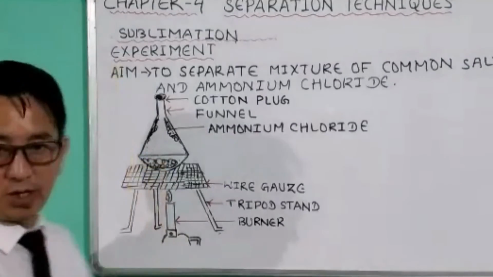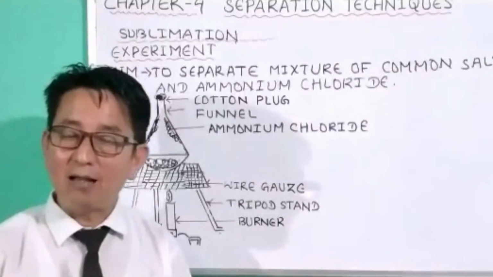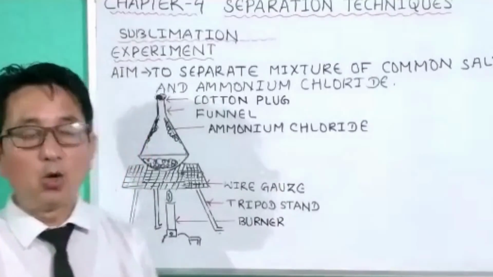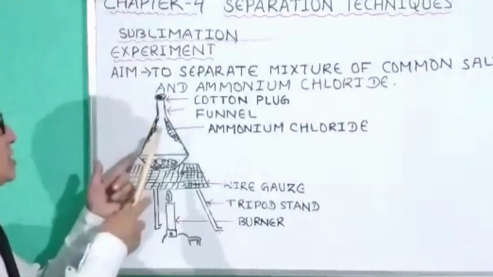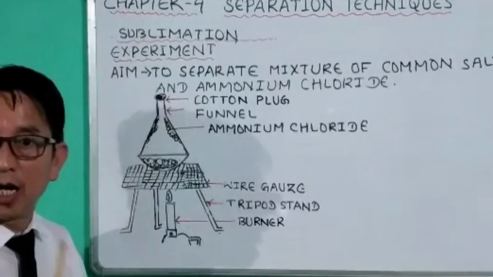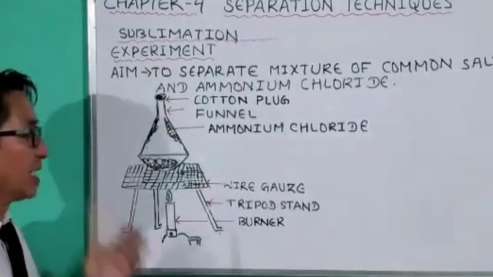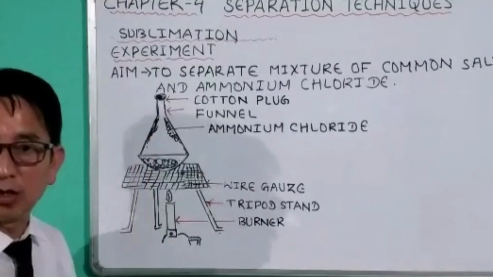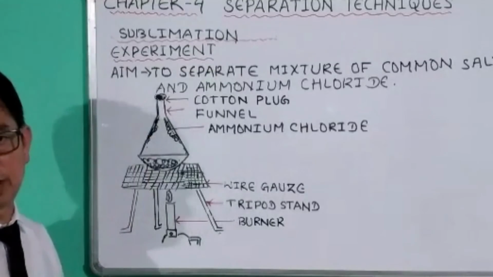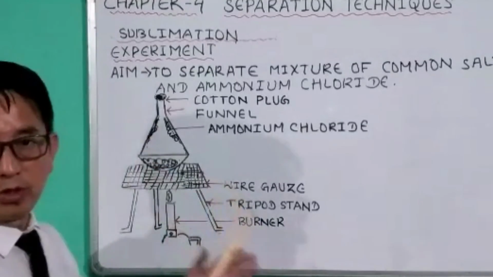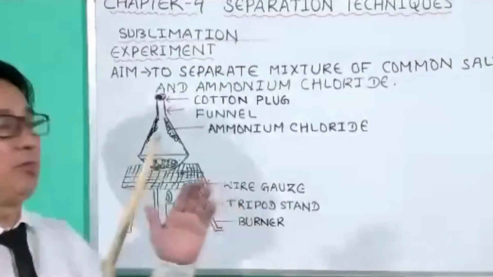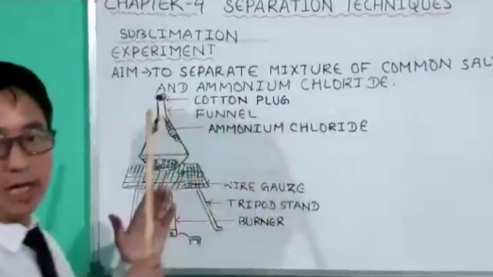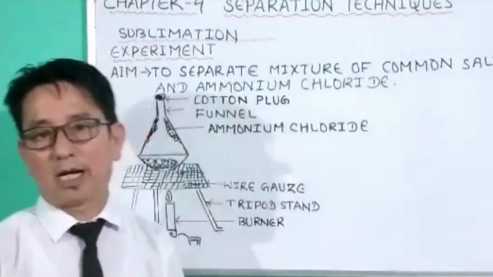And remove this funnel. And with the help of a spatula, we can remove the ammonium chloride which got deposited on the inner wall of this funnel. This is how sublimation is used to separate the mixture of common salt and ammonium chloride.